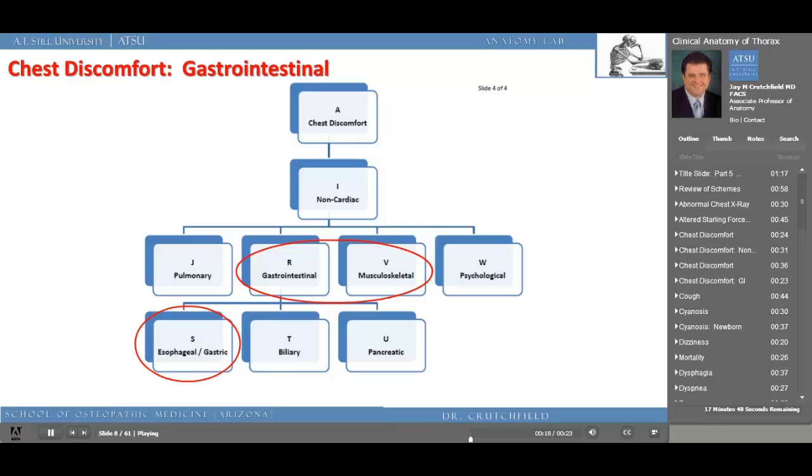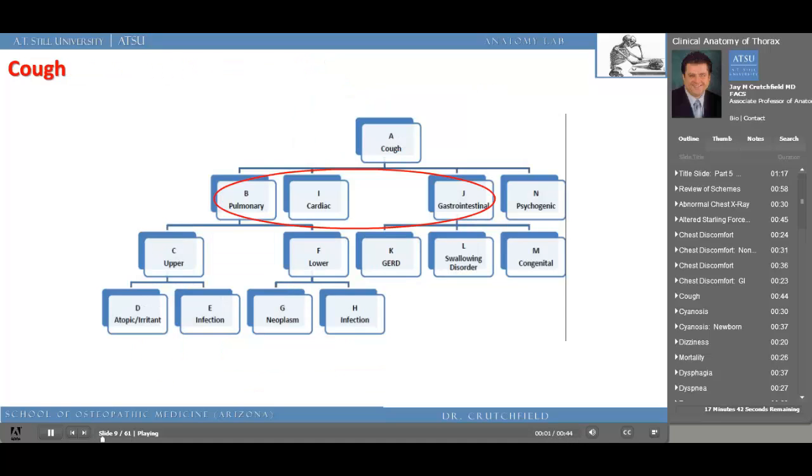It goes without saying that throughout your career you're going to be treating many patients who present with a cough. But that cough could be from congestive heart failure, it could be from medications, it could be from a psychological condition, or of course it could be from pneumonia or cancer or even reflux disease.